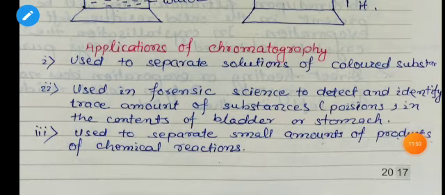Students, some uses or applications of chromatography are as follows. Number one, it is used to separate solutions of colored substances. Second, it is used in forensic science to detect, identify, or trace the amount of substances like poison in the contents of the bladder or stomach. And third, it is used to separate a small amount of product of chemical reactions.